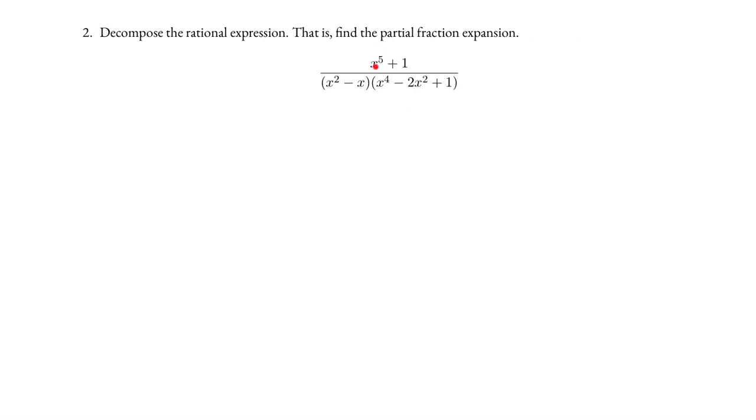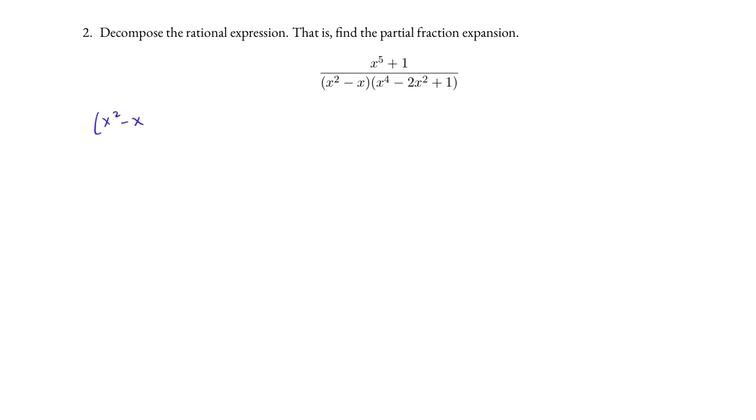The first step is always to check to see if this rational expression is proper. It is proper in this case because the degree in the numerator is 5 and the degree in the denominator is 6. When we distribute x squared to x to the fourth, the highest degree in the denominator is 6. So it is proper. We then proceed with factoring the denominator only.